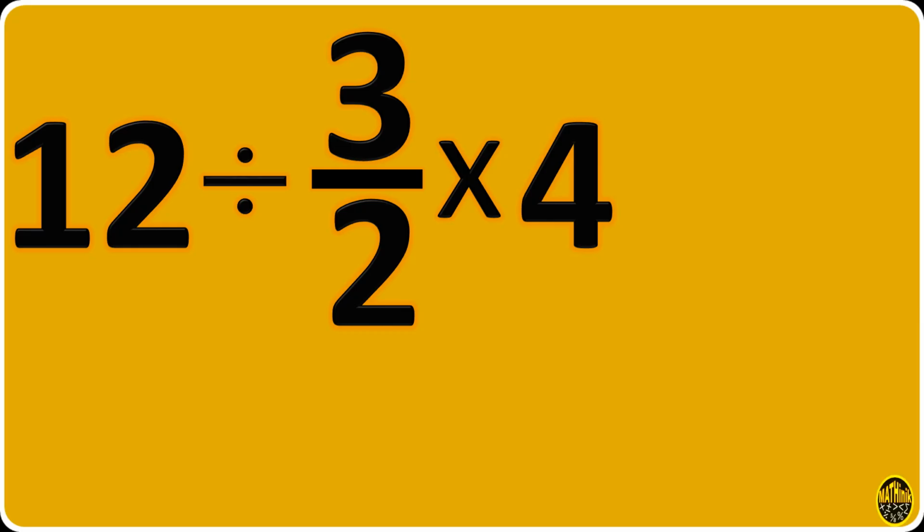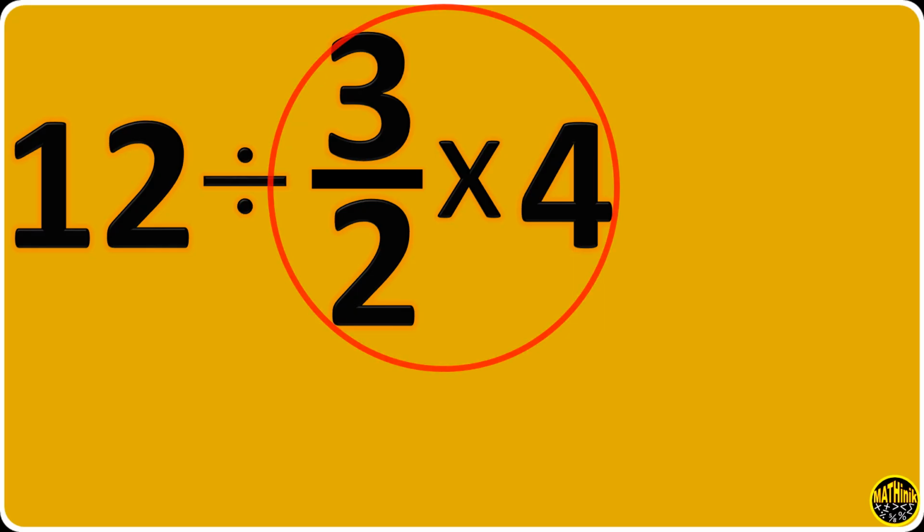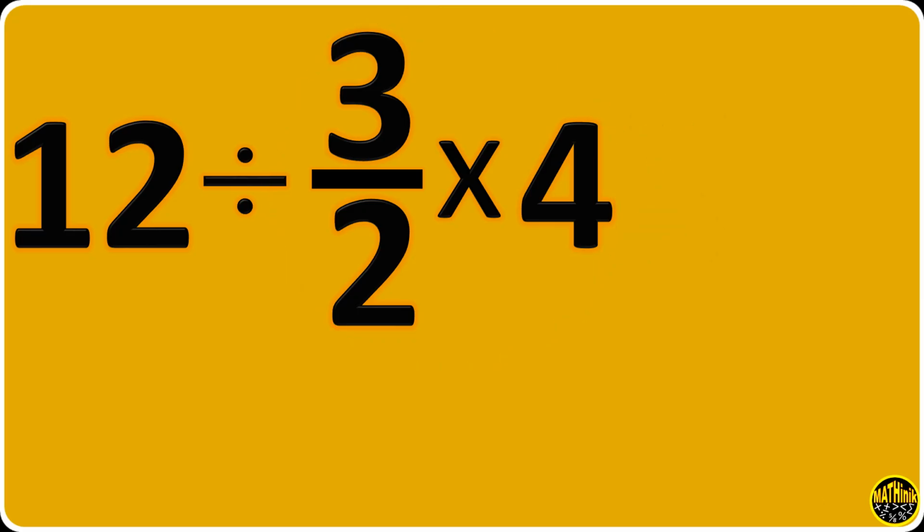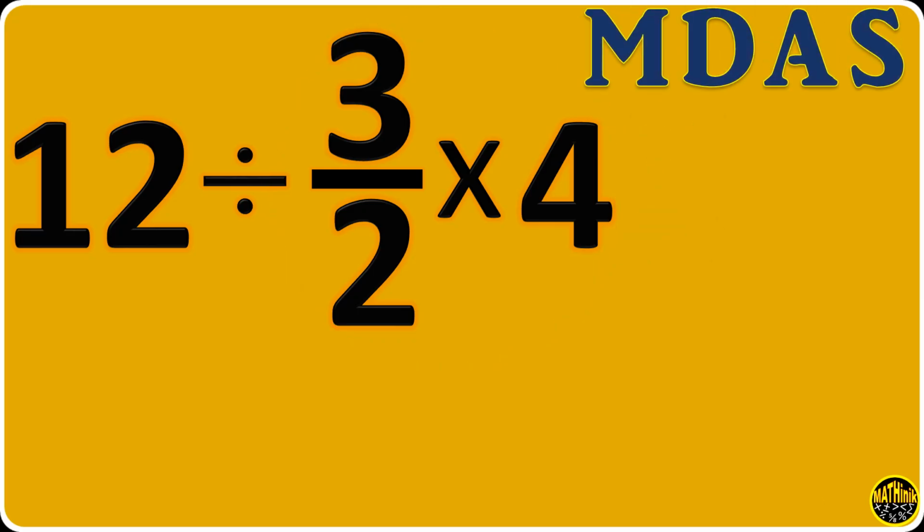Let's solve this expression. 12 divided by 3 halves times 4. The common mistake they usually make is to start solving the multiplication first. Why? Because it seems very easy, right? So don't fall to that kind of mistake. If you are given an expression like this, please remember the rule of MDAS.